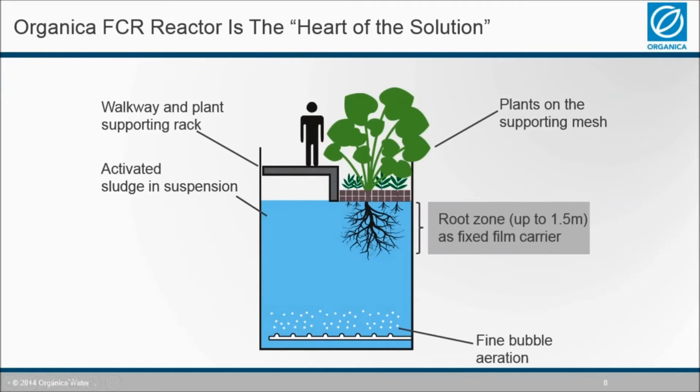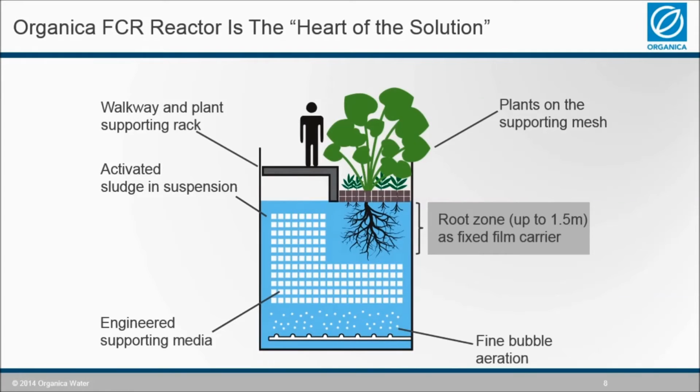Now unfortunately the plants can only grow so deep, typically about 1.5 meters into the reactor. And as a result, we have to place some engineered plant roots into the reactor as well. So this engineered biofiber media is designed to simulate a plant root as much as possible, but allows us to make the reactors deeper and therefore more space and energy efficient.